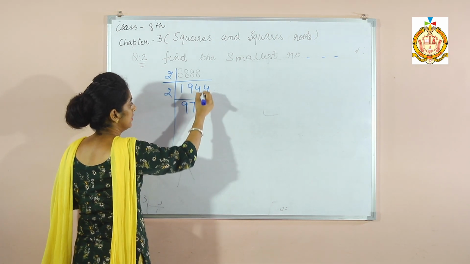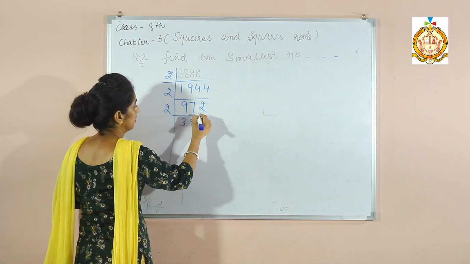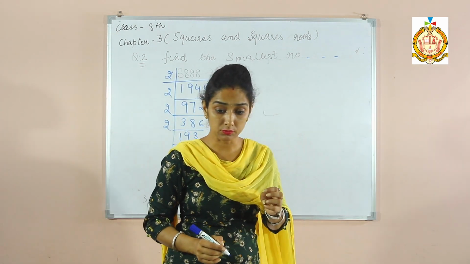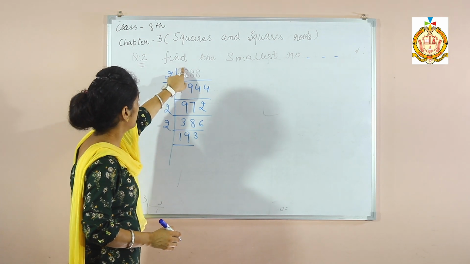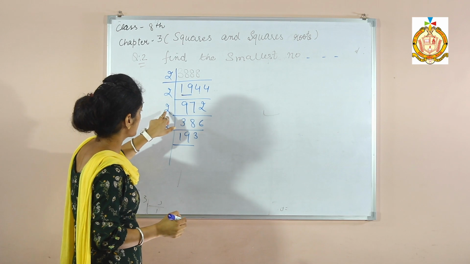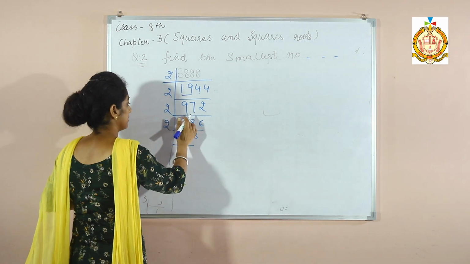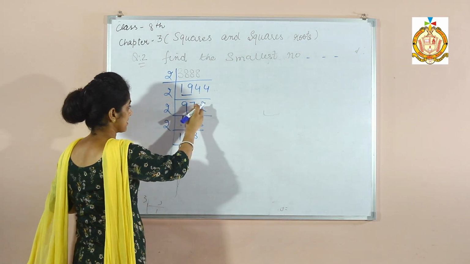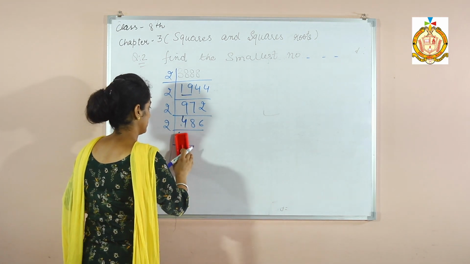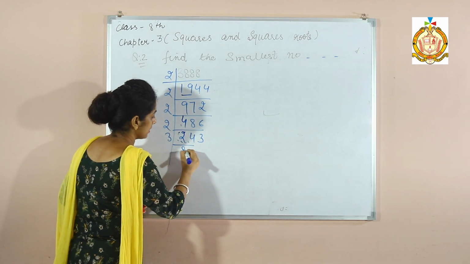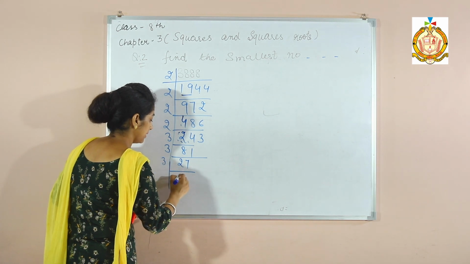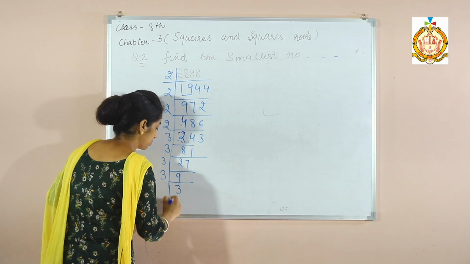3888 divided by 2 is 1944, again divided by 2 is 972, again by 2 is 486, and again by 2 is 243. Then 243 is divided by 3 to get 81, and 81 is divided by 3 to get 27, again by 3 to get 9, again by 3 to get 3, and 3 divided by 3 is 1.